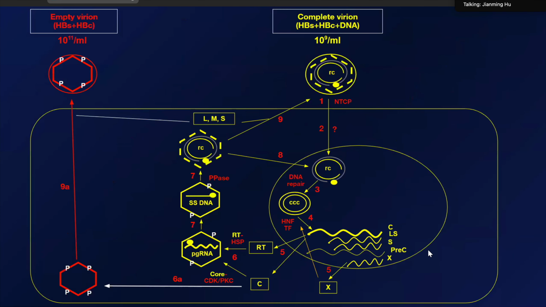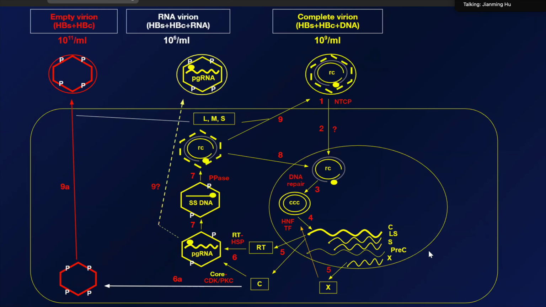So this slide depicted the viral life cycle. We know a lot about this, but we also don't know quite a bit about this. Okay, so the virus, again, is an enveloped virus. It enters the cells through binding to the viral receptor called NTCP. But then afterwards, the entry process is actually not very understood. That's step 2, depicted with a question mark there.